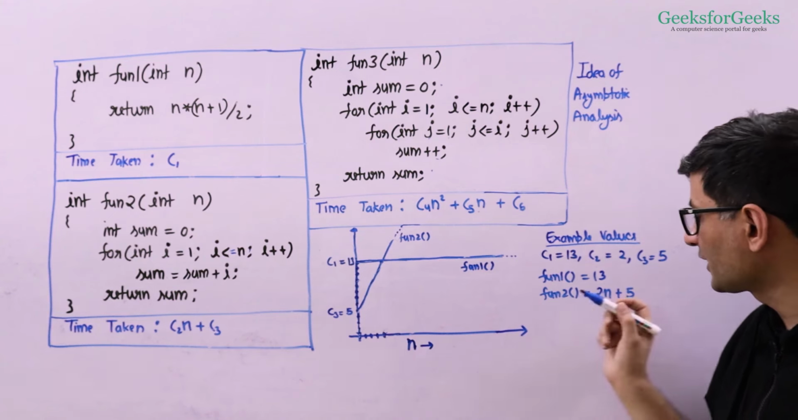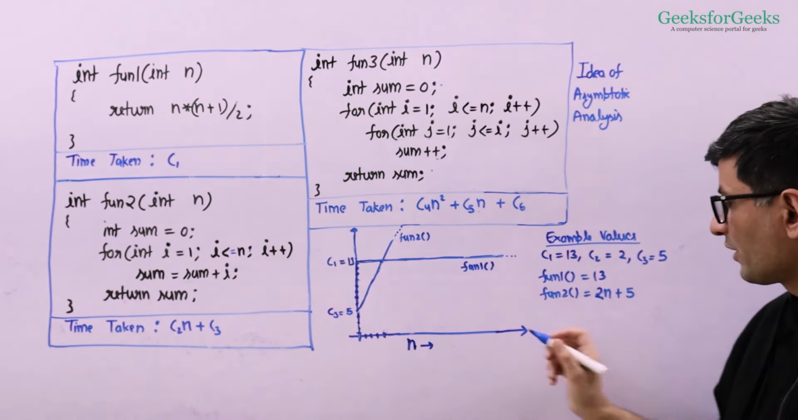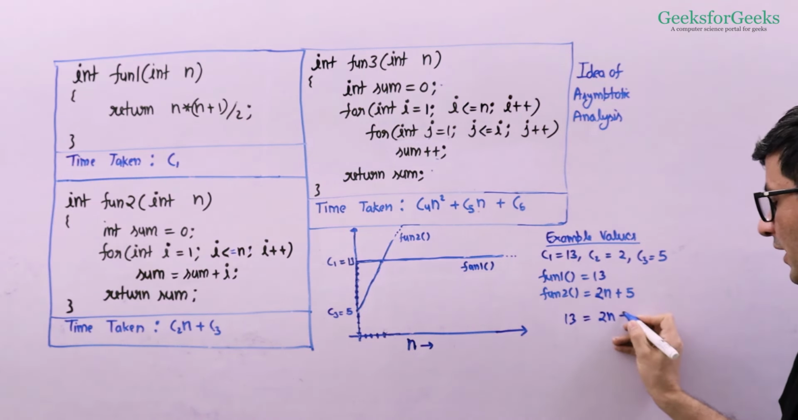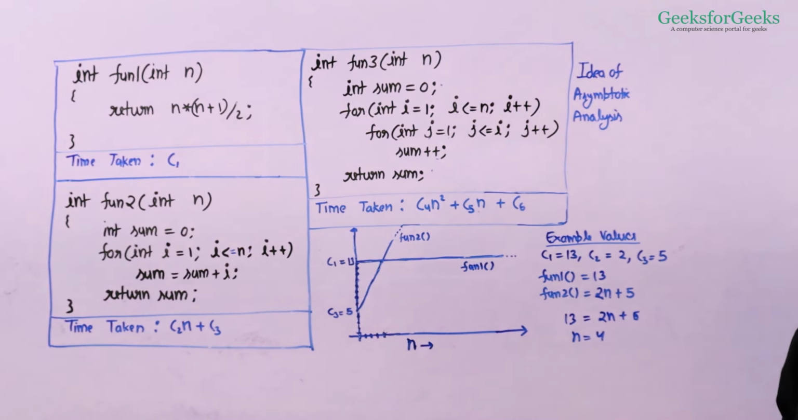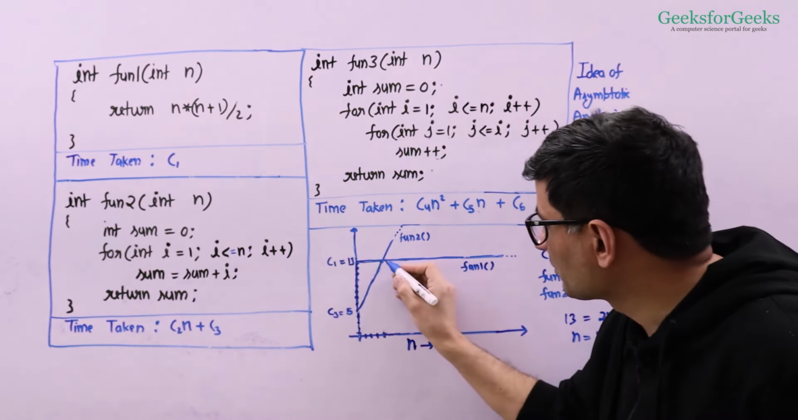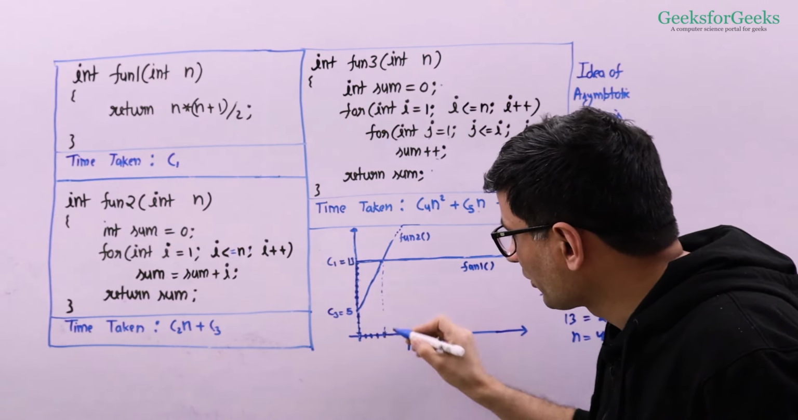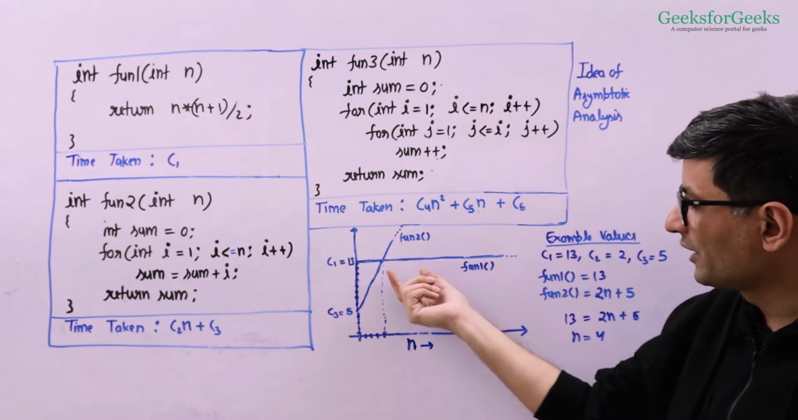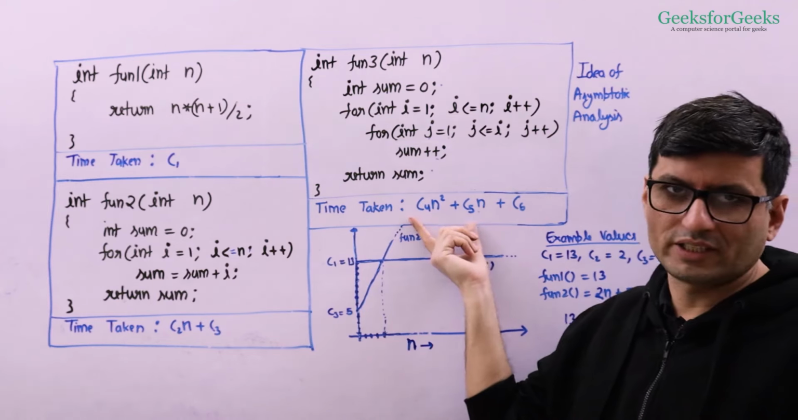And if I find the intersection point of these two functions, 13 equal to 2n plus 5, I get n as 4, right? So this is the value of the intersection point. Now if you take a look at this intersection point, after it, your friend's function is always going to take more time, right?